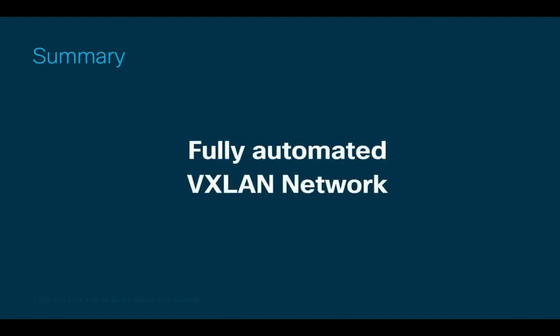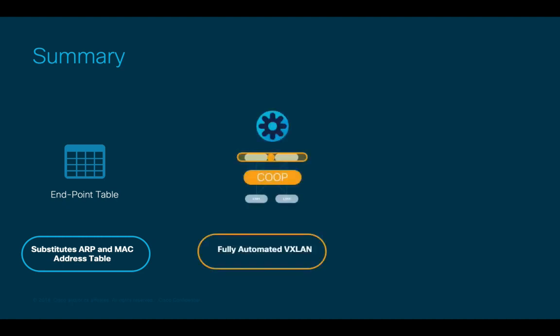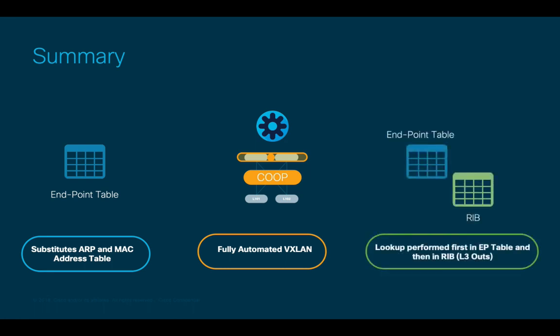As a summary, ACI is fully automating your VXLAN forwarding and policy enforcement with a few differences compared to regular networks. For example, leaves use endpoint tables as a substitute for MAC and ARP tables. ACI uses COOP to keep the endpoint registry updated, and local traffic switching follows the traditional forwarding model, while remote traffic is automatically encapsulated using VXLAN. Keep in mind that if an endpoint entry is not found in the endpoint table, the leaf will then look for it in its routing table when L3 outs are defined, which is exactly what we will cover in the next chapter.